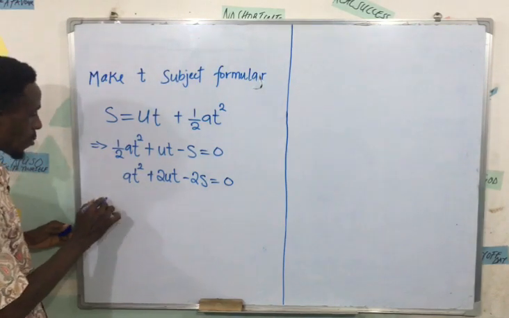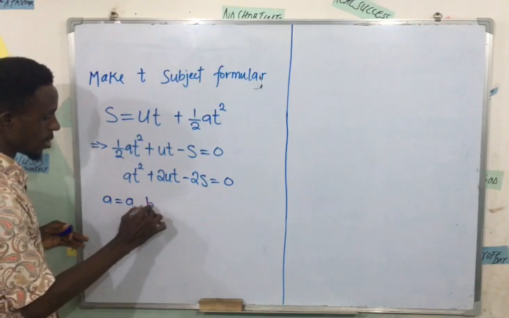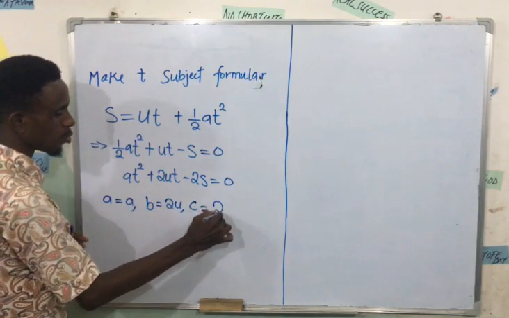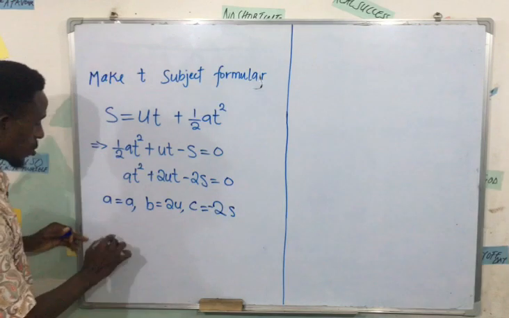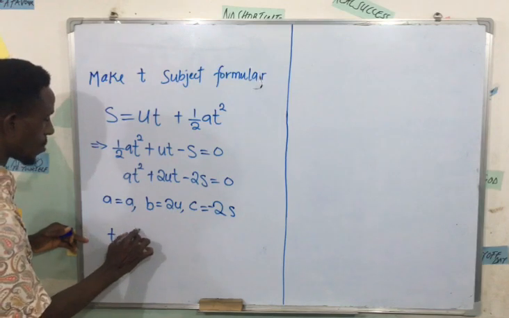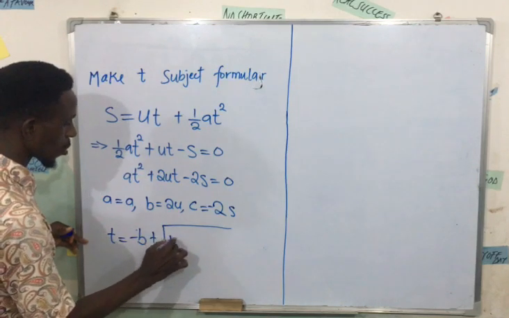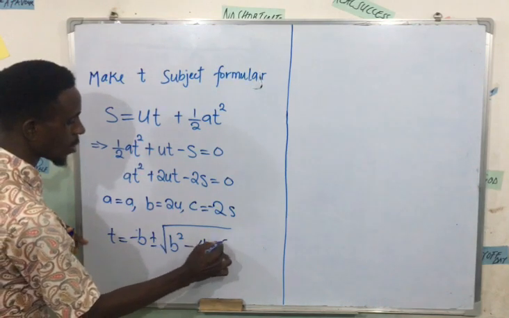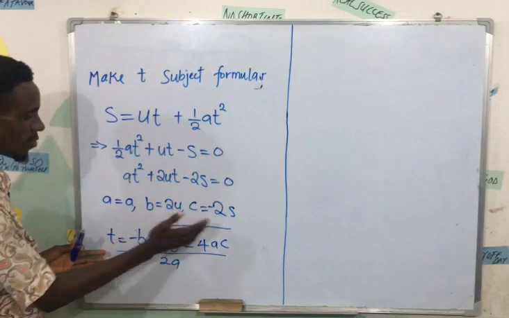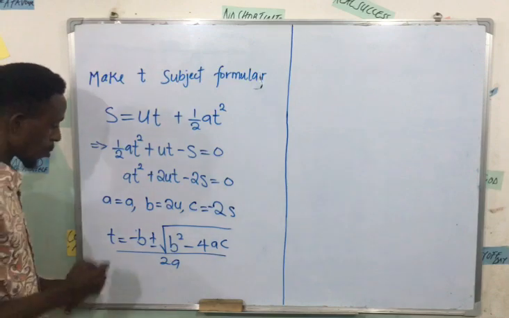Now for my quadratic formula, my a is equal to my first term here, and my b is equal to 2u, then my c is equal to minus 2s. So I'm looking for t, right? So my t is something like this: minus b plus or minus the square root of b squared minus 4ac, all divided by 2a. So I'll just put each of the values of what I have here. A is this, b, and the rest into this place. So I'm going to have something like this.